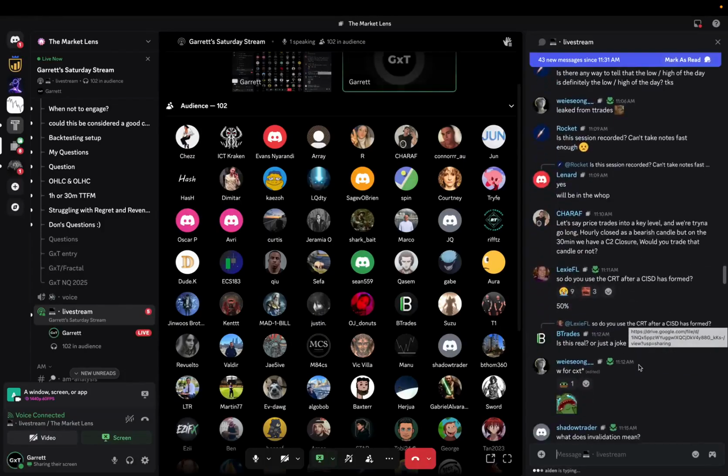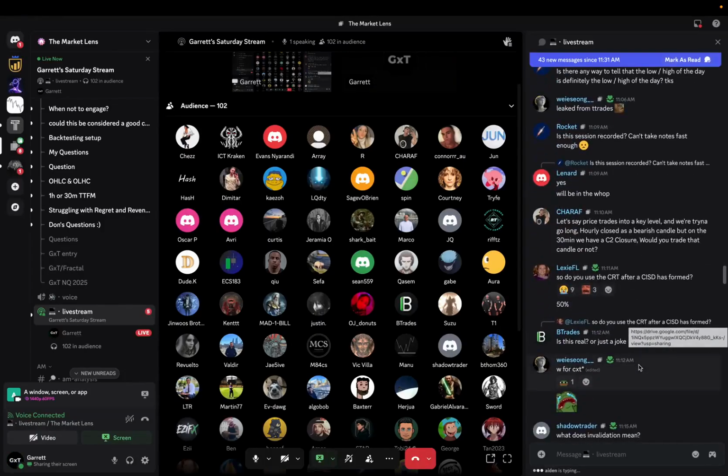So do you use the CRT? Oh no. We don't use CRT here. Okay, but I'm going to answer this question first real quick. Let's say price trades into the key level and we're trying to go long, the hourly close is a bearish candle, but on the 30-minute we have a C2 closure. Yeah, you can still trade that. It's the same thing as when the 4-hour candle is not a reversal candle, but if you look within the 4-hour candle, there's a reversal candle on the 1 hour or 30-minute. It's the same thing, but fractally. So do you use the CRT after CSD has formed?